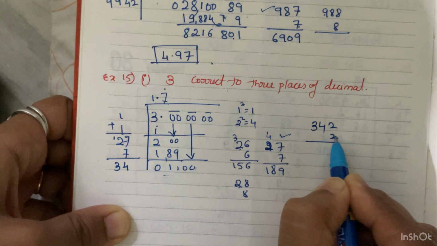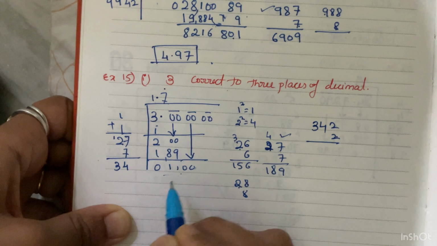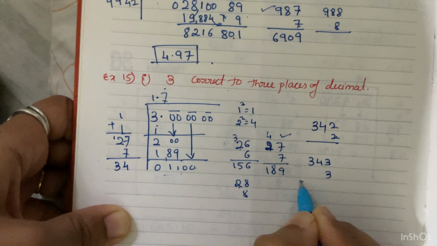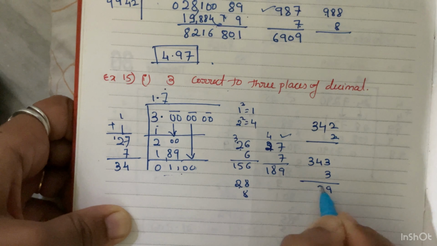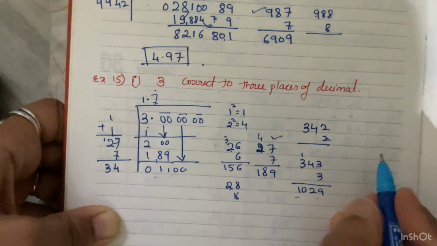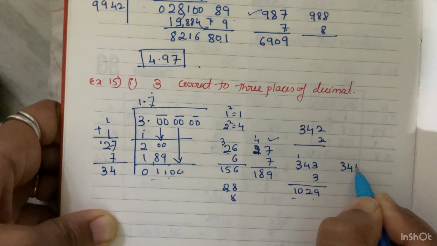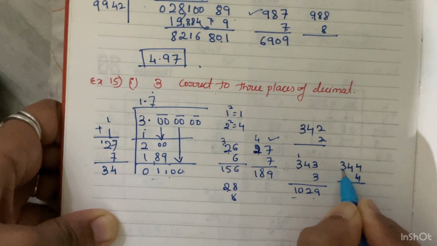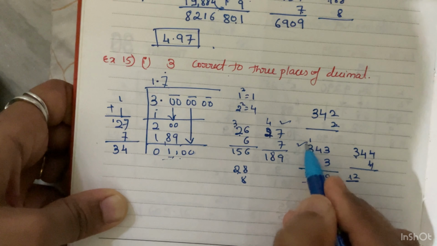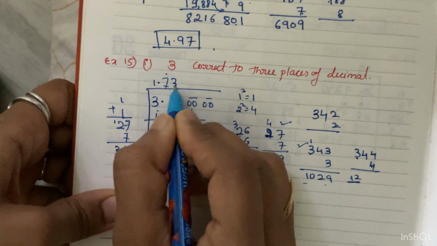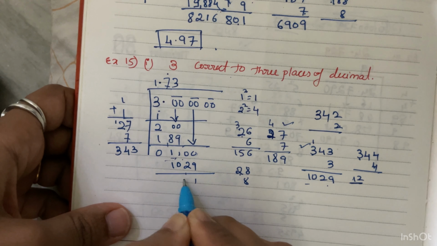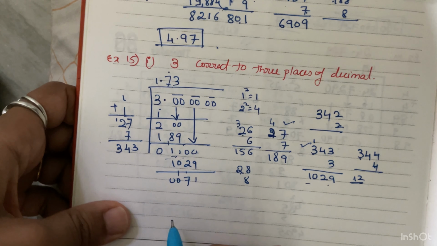See here, 342 times 2 gives a number that is much smaller than this. Let me try with 343 times 3. 3 times 3 is 9, there is a chance. 3 times 3 is 9, 4 times 3 is 12, 3 times 3 is 9 plus 1 is 10, we got 1029. What if you take 344 times 4? 4 times 3 is 12, here we will get 12 but here it is only 11. Okay, now let me try with 343 times 3, which is 1029. Subtracting, we are left with 71.